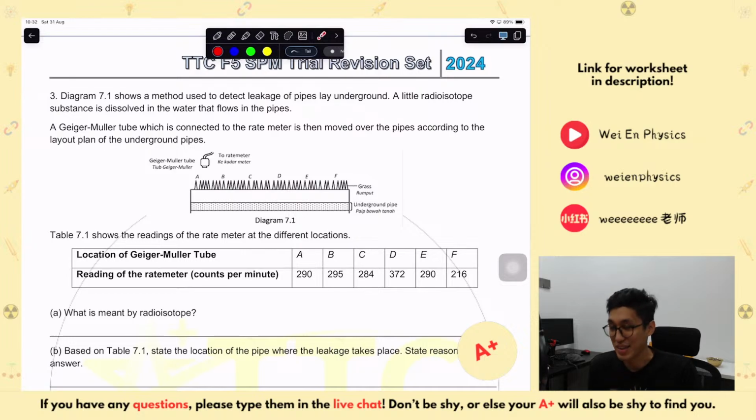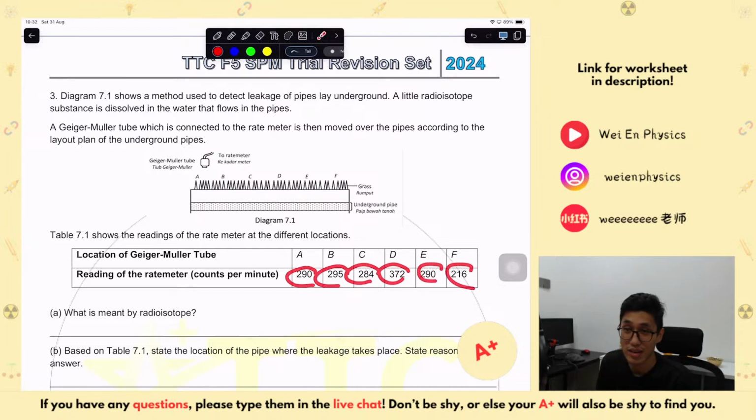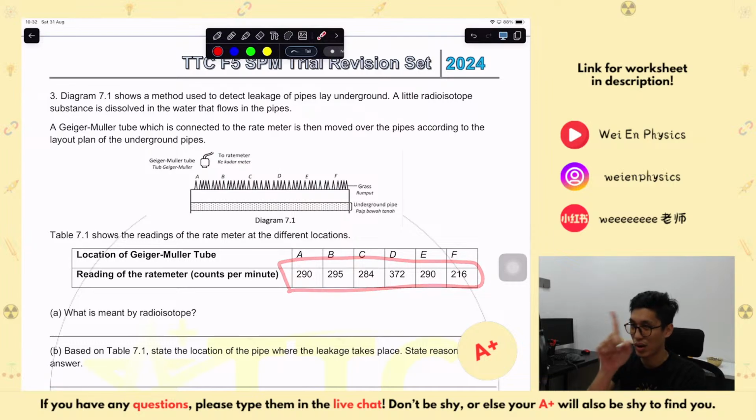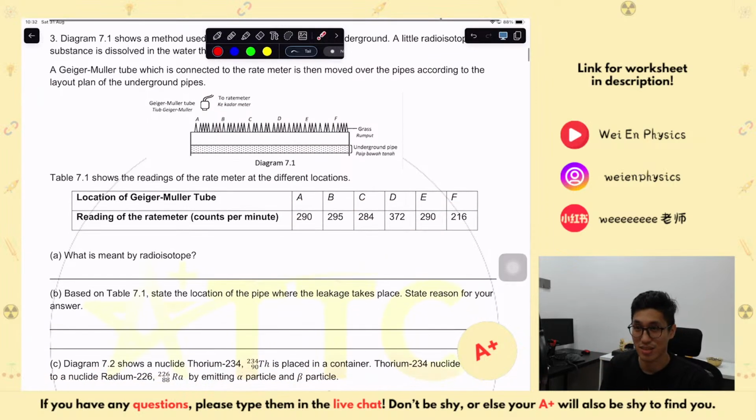Sodium-24. But you don't actually have to memorize it now, okay? In case you're worried, you don't have to memorize the name of the isotope. So we put the radioactive thing inside the water and then we just scan and see which part got more radiation. If you keep moving this way, you get 290, 295, 284, 372, 290, 217. Very obvious, right? Compare all, you can see there's one that is a bit extra.